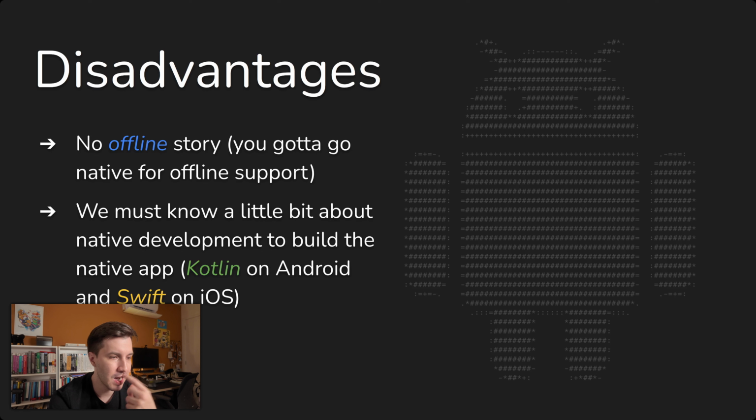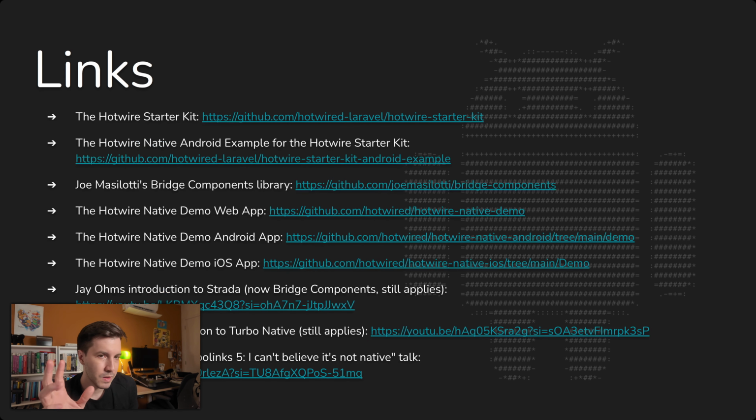Also, you get access to the native control, so gestures and stuff like that. So you have access to that. And another disadvantage is that we must know a little bit about the native development. So we need to know a bit of Kotlin and a bit of Swift if we want to maintain. We can also hire Joe or hire someone that knows native to build the features on top of what we already have. These are the links.